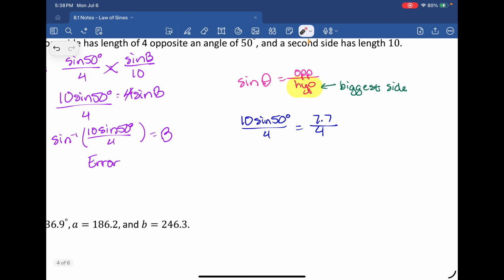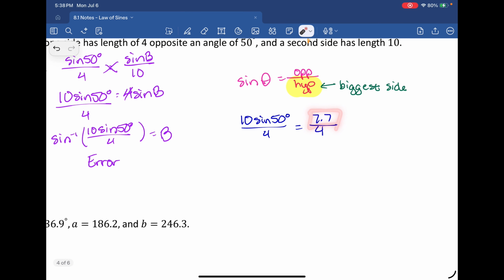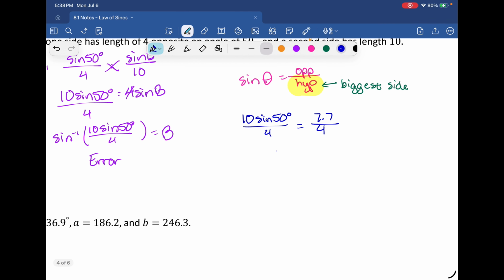Well, if we look at that ratio, 7.7 is bigger than 4. But that's supposed to represent the hypotenuse. It's not bigger than 7.7. No such triangle.